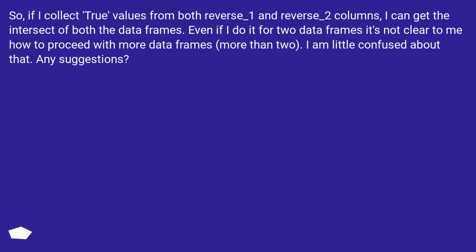So, if I collect true values from both reverse_1 and reverse_2 columns, I can get the intersect of both the data frames. Even if I do it for 2 data frames, it's not clear to me how to proceed with more data frames, more than 2. I am a little confused about that. Any suggestions?